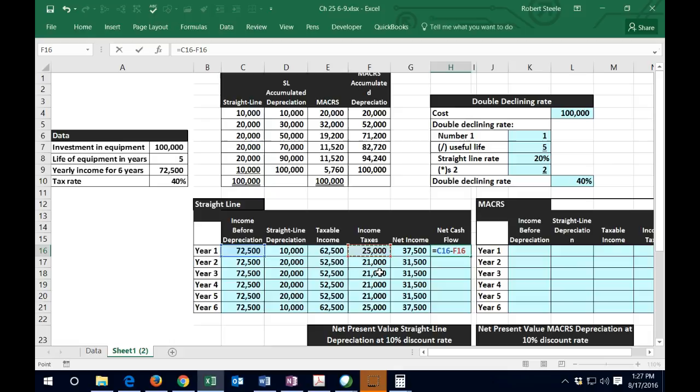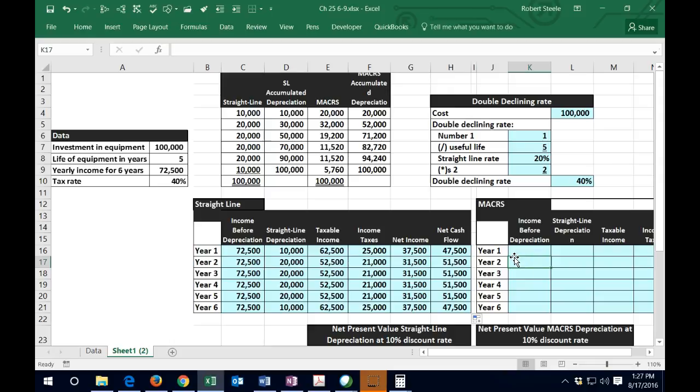So notice what we're basically doing here. We're not including the non-cash item. The only reason we're dealing with the non-cash item is because it results in a cash item, because it reduces the taxes that we're accounting for here. So here's going to be our cash flow of 47.5. So we're going to say the 72.5 minus the tax. And obviously we can do that all the way down, 72.5 minus the taxes, and so on and so forth. So we'll autofill that all the way down.